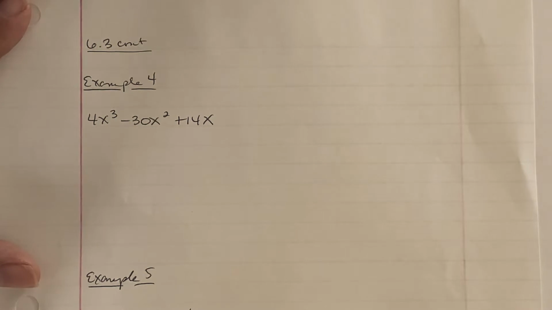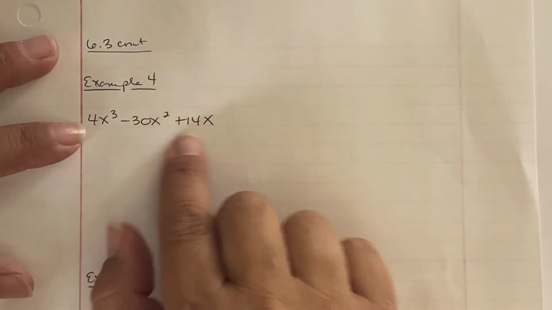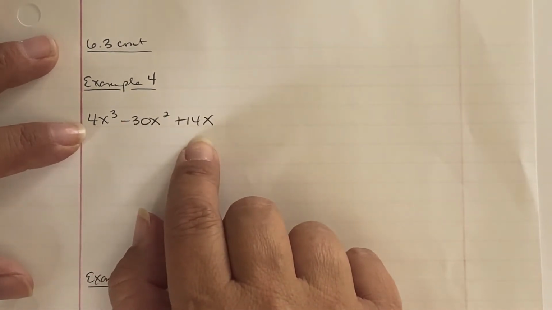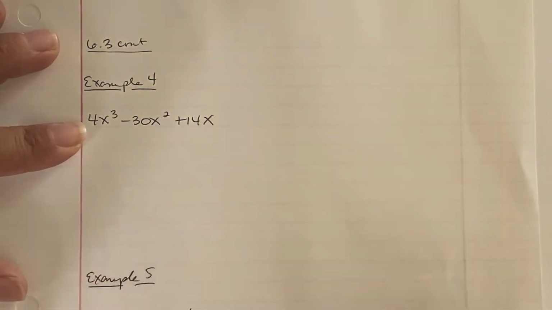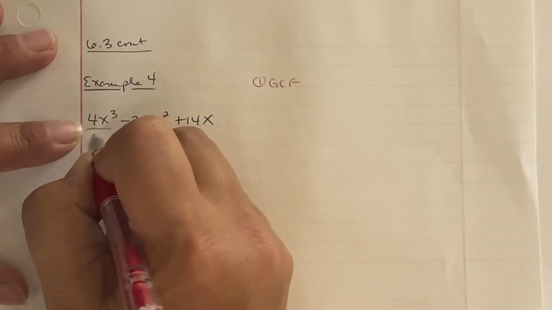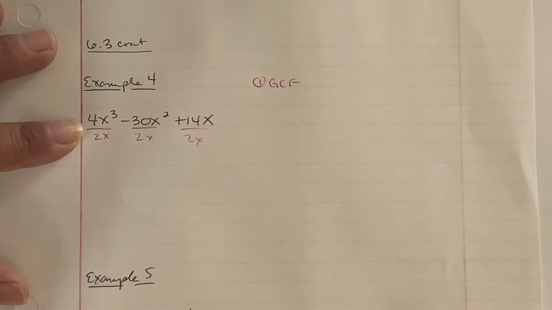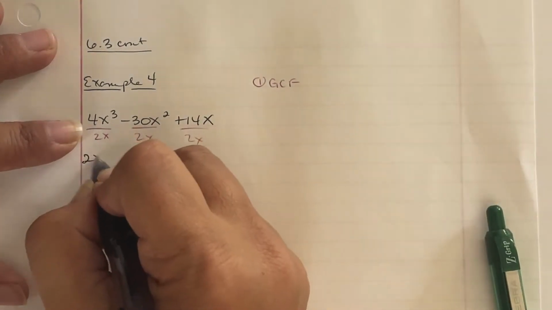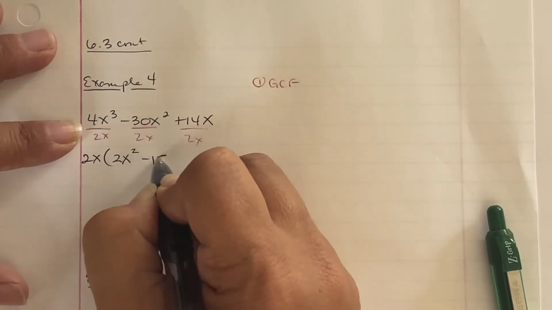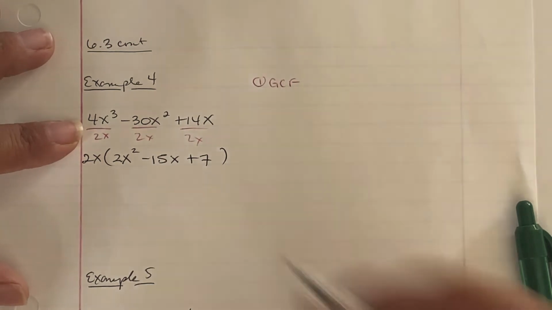In example 4, it says 4x cubed minus 30x squared plus 14x. First thing, 4, 30, and 14 are even numbers. And each of the terms has an x, so we're going to take out a GCF first. So we are taking out 2x out of every single piece before we start our problem. So we become 2x on the outside. We have 2x squared minus 15x plus 7. Then we are going to do Colombian, which means the 2x slides down. You're going to draw your two binomial pieces.